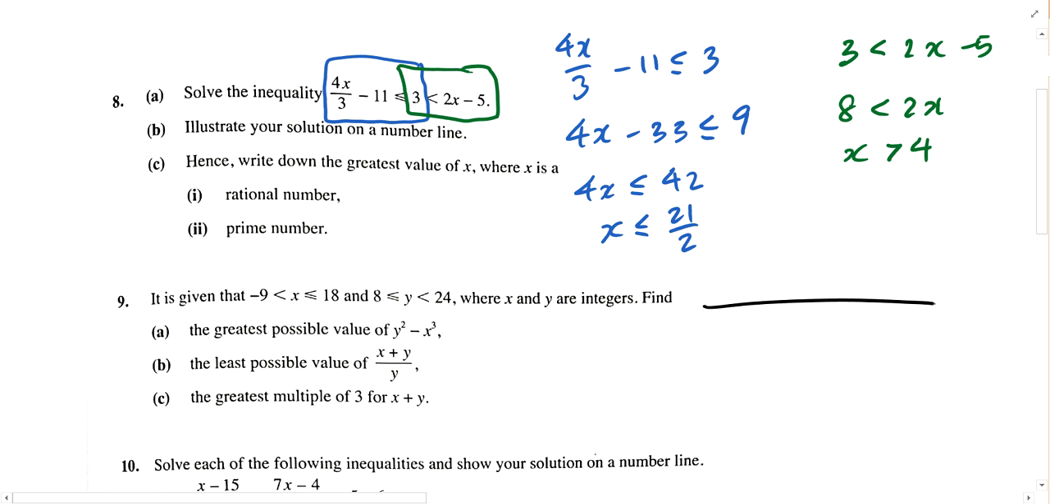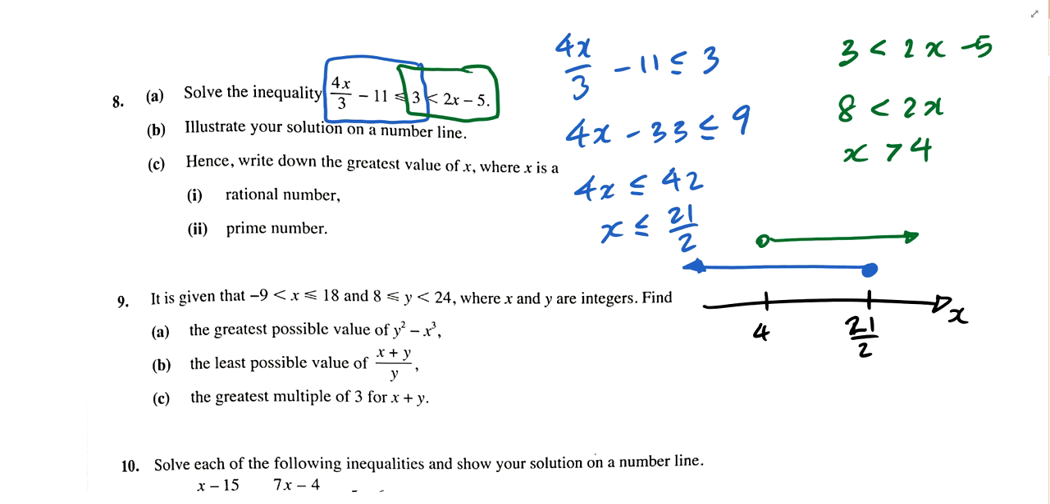Drawing our number line, the numbers of interest will be 4 as well as 21 over 2, giving us 10.5. Now x is supposed to be less than or equal to 21 over 2. So, a solid circle, indicating that we want the value of 21 over 2. And now x is greater than 4. So this one is hollow, indicating that we do not want the value of 4. So here we have our region of intersection.